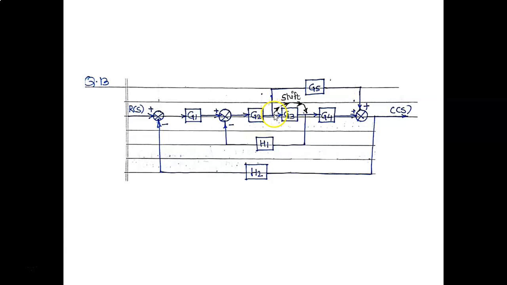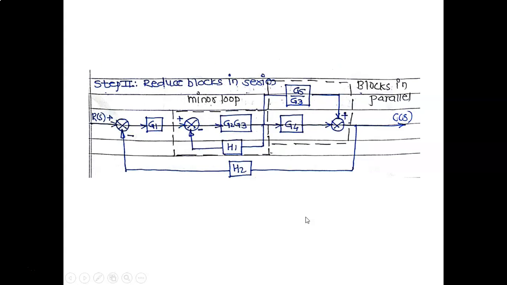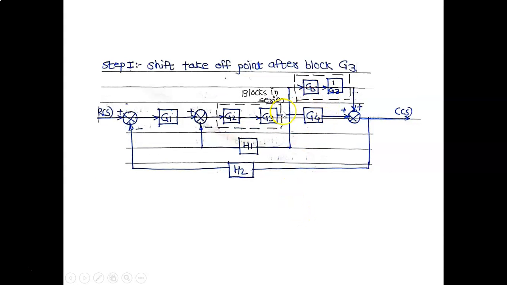The first rule that we will apply is shifting of this takeoff point after the block G3. Therefore when we shift the takeoff point after the block G3, we are going to add another block in line with G5. Another block having the value reciprocal of the block G3, that is 1 upon G3, is added in line with G5, so that blocks G2 and G3 and G5 and 1 upon G3 are in series.